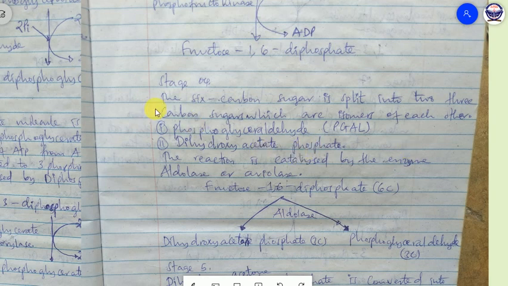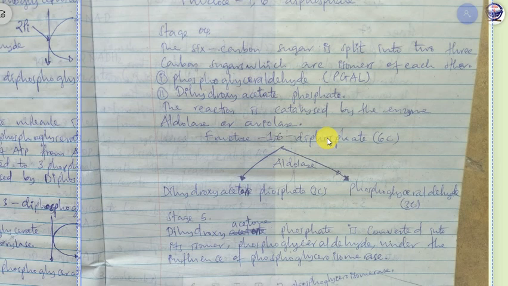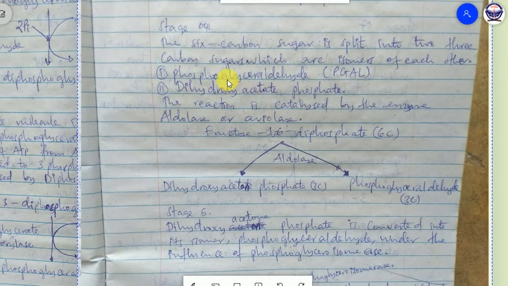So in the fourth step, the 6 carbon sugar is split into 2, 3 carbon sugars, which are isomers of each other. So one among the sugar is an aldehyde, which is phosphoglycerol aldehyde, and another sugar is a ketone, which is dihydroxyl acetone phosphate. So we have phosphoglycerol aldehyde, that means it is an aldehyde containing phosphate. So the sugar is glycerol aldehyde, but it contains phosphate. That's why we are writing as PGAL, phosphoglycerol aldehyde.